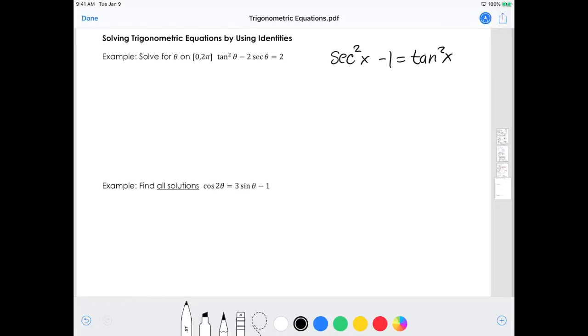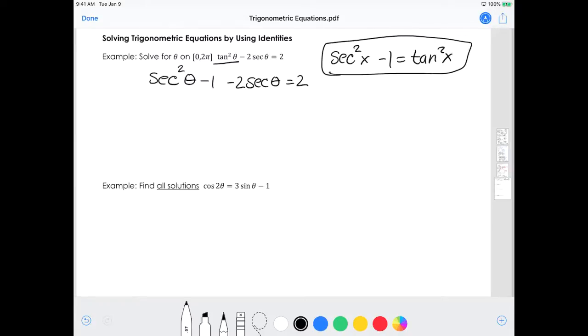So what I'm going to do is use this Pythagorean identity to take tangent squared x and substitute in secant squared x minus 1 so that I have everything in terms of secant. So I'm going to replace tangent squared with secant squared theta minus 1. Then I have the minus 2 secant theta is equal to 2. So now I have everything in terms of secant because I made that substitution.